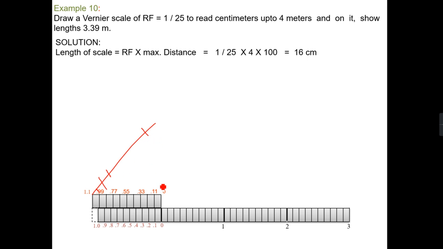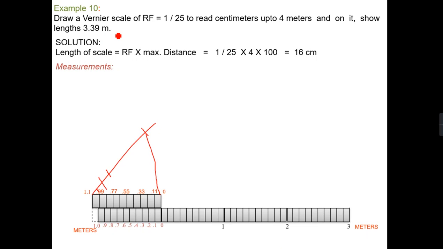Then we will join the last point to the 0, and we will draw the parallel lines. This way you can divide this vernier scale into 10 equal parts. After that we are going to write the units of the scales. Then we have to show the 3.39 meters on it.